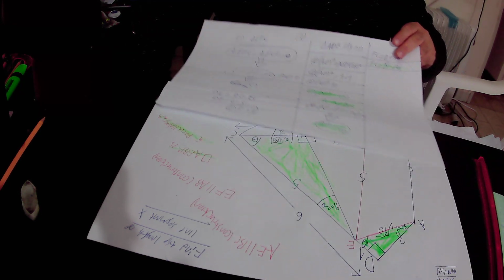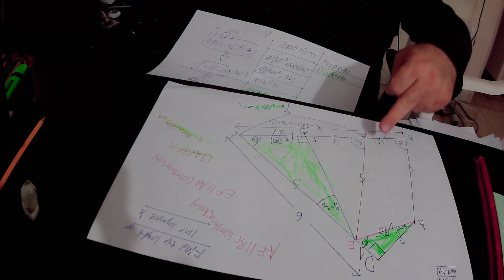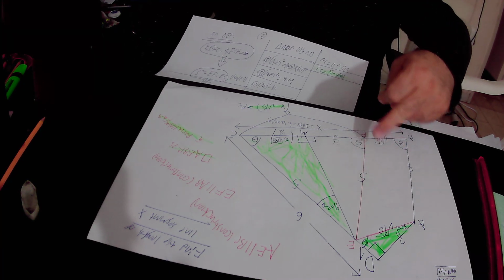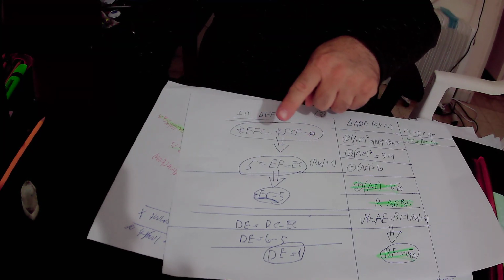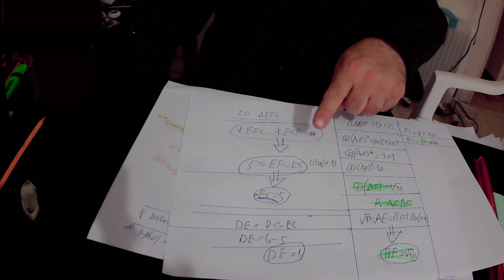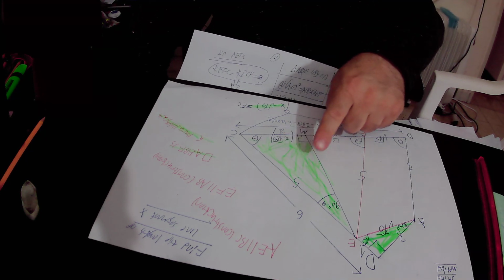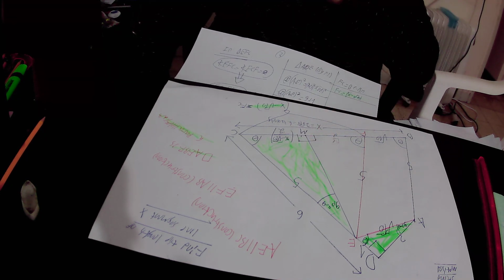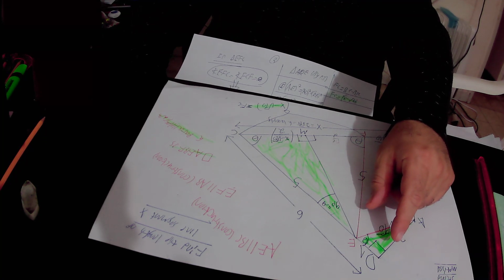But EF equals 5 units. We found out that EF equals 5 units, and from the equation 5 equals EF equals EC, we derive that EC is also equal to 5 units.